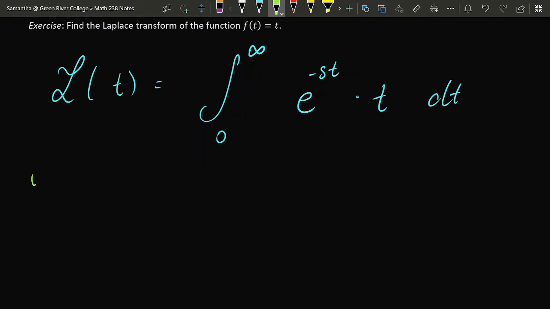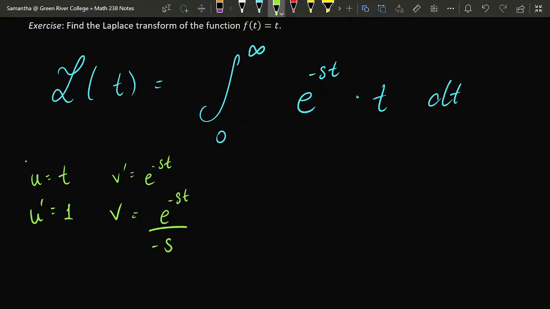For example, if I set u to be the same thing as t, so that u prime is the same thing as 1, and if I set v prime to be the same thing as e to the negative st, what then would be v? V would be the antiderivative of e to the negative st with respect to t, treating s as a constant. So I would copy-paste that antiderivative, and then I would divide by the constant. In this case, divide by negative s.